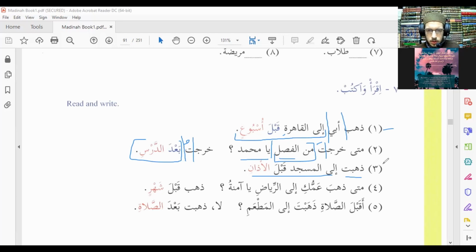But from the context of the rest of the sentence, then you figure out, oh, it can only be dahabtu. Good. Okay. So ذهبت is the verb. Right. And to is the fa'il. Yep. And then the rest of it is... Yeah, it's pretty much the exact same thing as number one, except just with a ضمير as the fa'il as opposed to abi.